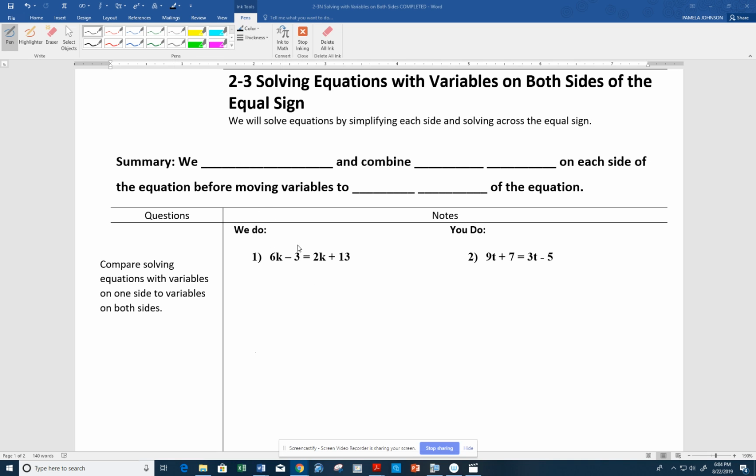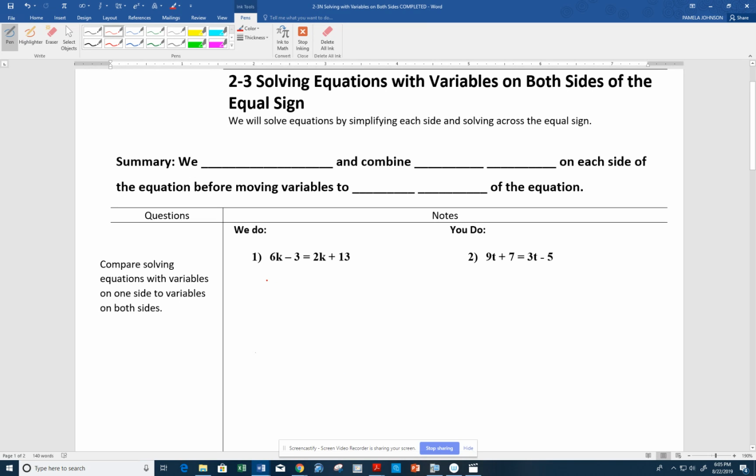Hi guys, today we're going to solve equations where we have variables on both sides of the equal sign. We're going to solve them just like we do our two-step equations. We need to simplify each side of the equal sign first using distribution, and maybe we multiply to get rid of fractions and then combine like terms. And then once we have each side simplified, we will move things across the equal sign using addition and subtraction. And we want to make sure we get variables on one side of the equal sign and constants on the other side.